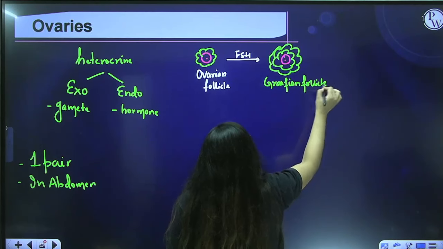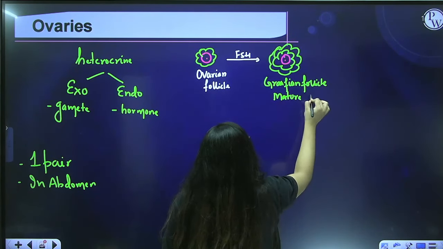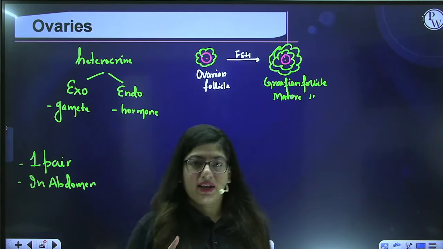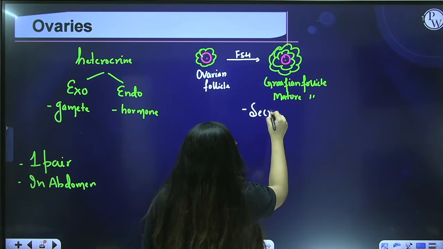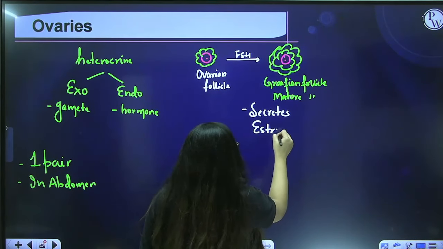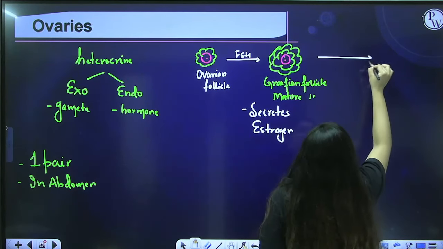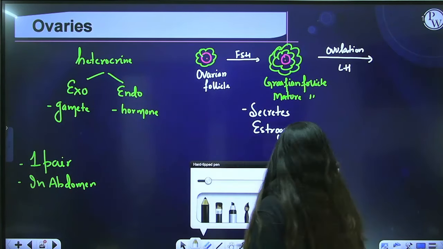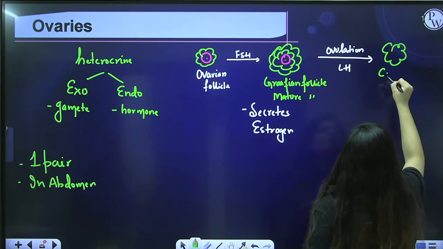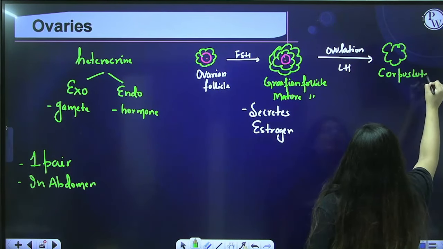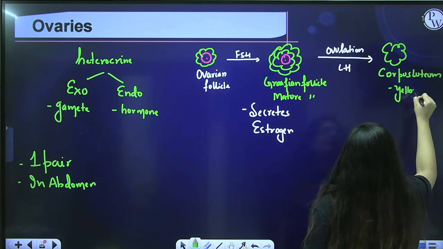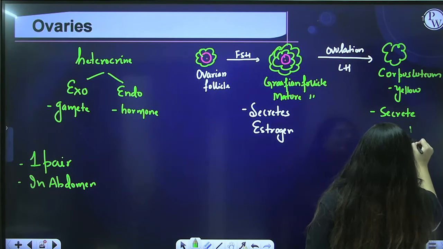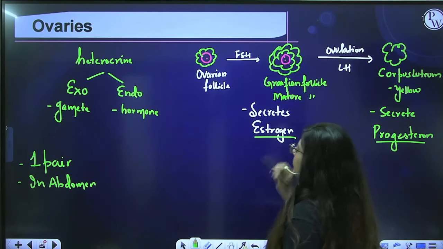This Graafian follicle, or the mature follicle, is the source of the first hormone in female, the main female hormone, that is estrogen. So this one secretes estrogen. Now, this follicle's fate is that it will undergo ovulation, or rupture, under the influence of LH, and the rest of the part will become corpus luteum. This corpus luteum is yellow in color. This is endocrine and it secretes another hormone, that is progesterone. Now these are the two main female hormones.